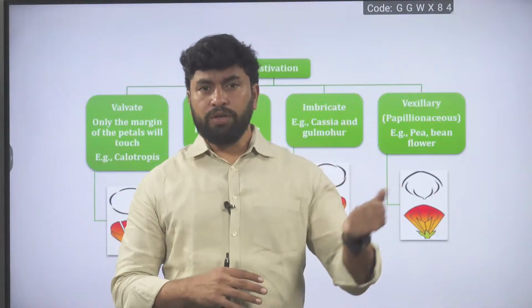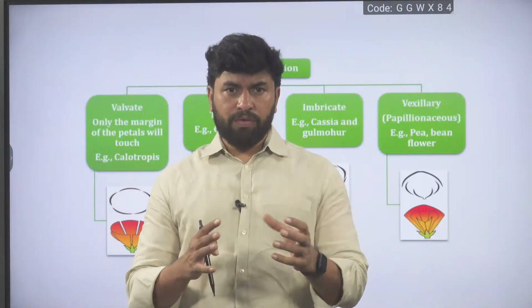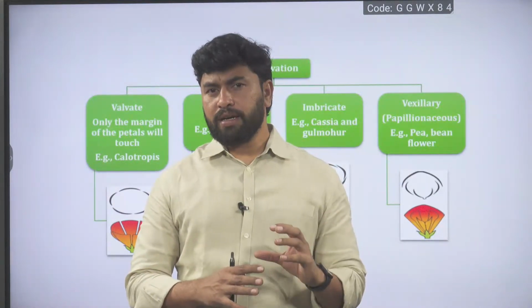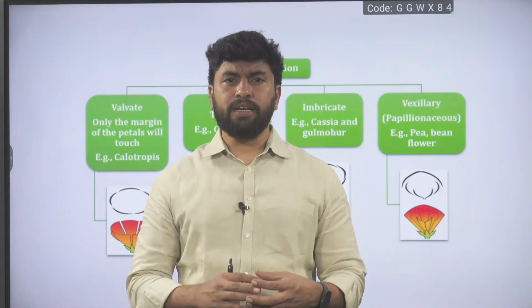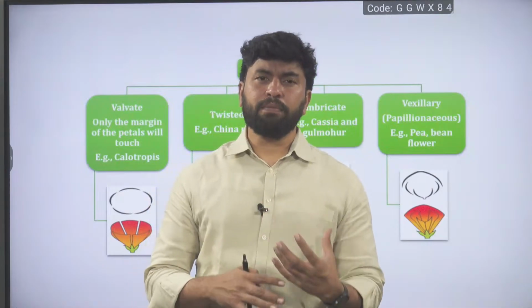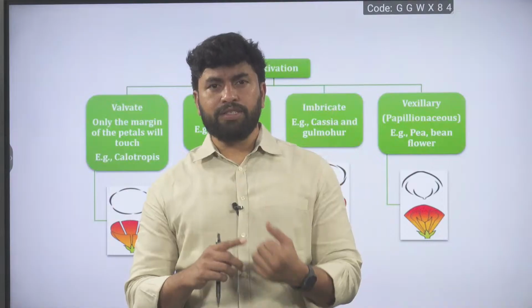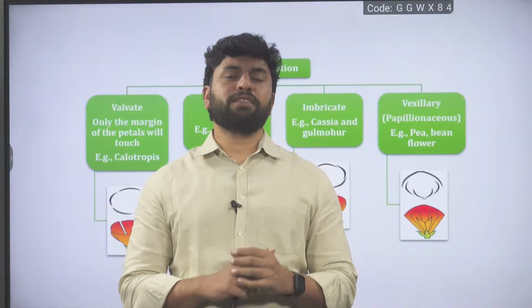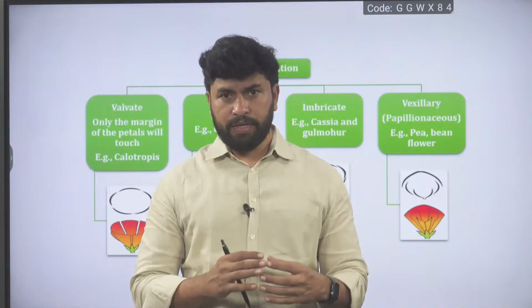Next, when you talk about imbricate aestivation, they have overlapping, but the overlapping does not follow any one single pattern. Some petals are completely inside with both their ends, some petals completely outside, and then some have one edge inside, one edge outside. That phenomenon is called imbricate aestivation. Cassia, gulmohar. Next one, vexillary.